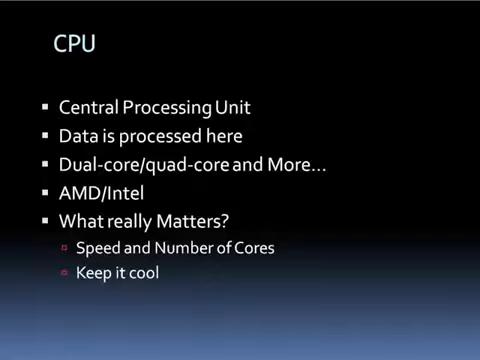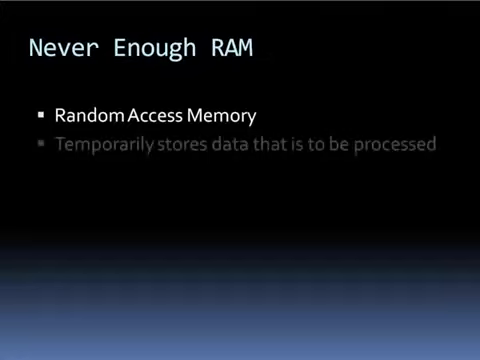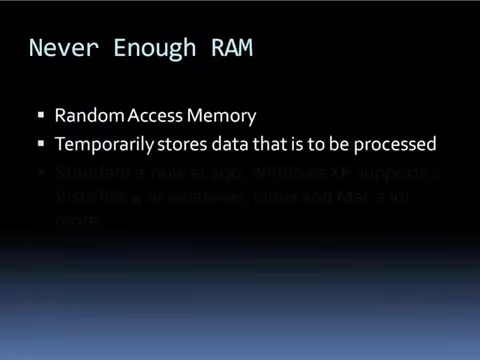And the other big issue with CPUs is the more cores you get into them, the higher voltage they're taking, they get hotter. And the hotter they get, the slower they run. So you want to try and keep them cool. RAM is kind of like a lot of people's idea of chocolate chip cookies. You could never get enough. It's known as your random access memory. It basically temporarily stores data that is to be processed.